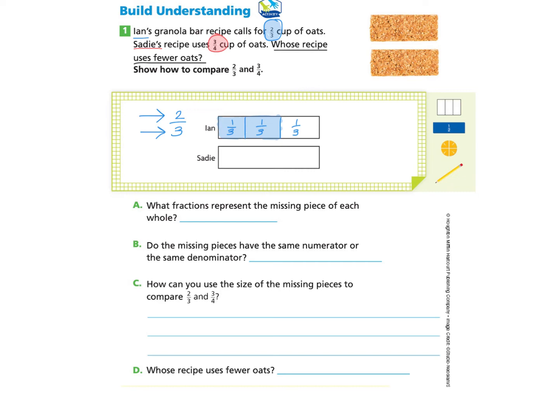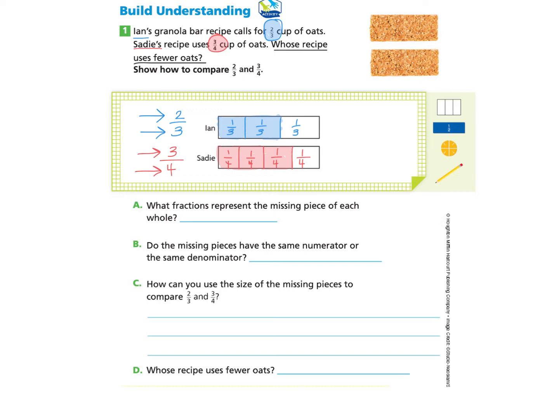Now we will take a look at Sadie's recipe, and her recipe calls for 3/4 cup. So we will take a look at the denominator, and we see that her recipe calls for 3/4, so we will cut the fraction strip into 4 parts, and each part will be 1/4. Then we will take a look at the numerator, which is 3, and we will fill in 3 of these 1/4 because that is what the recipe calls for. It calls for 3/4 cup.